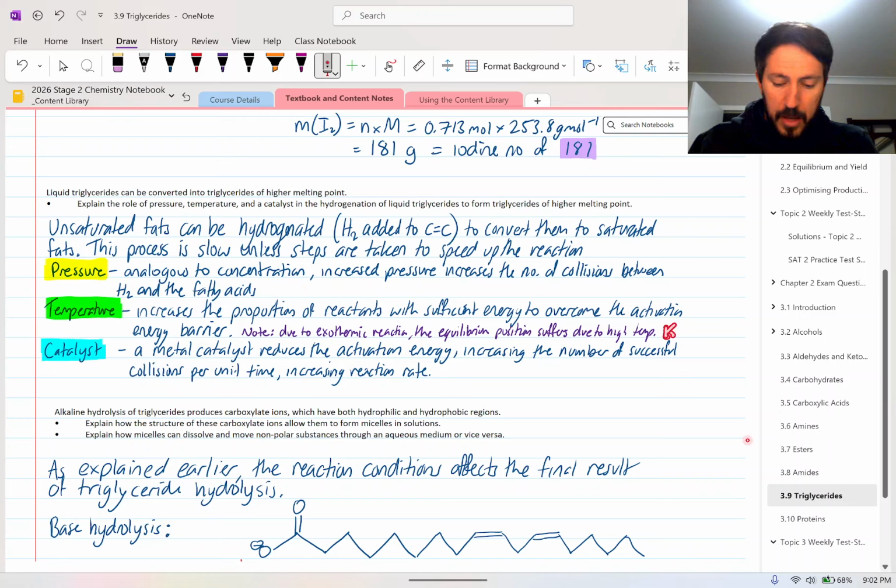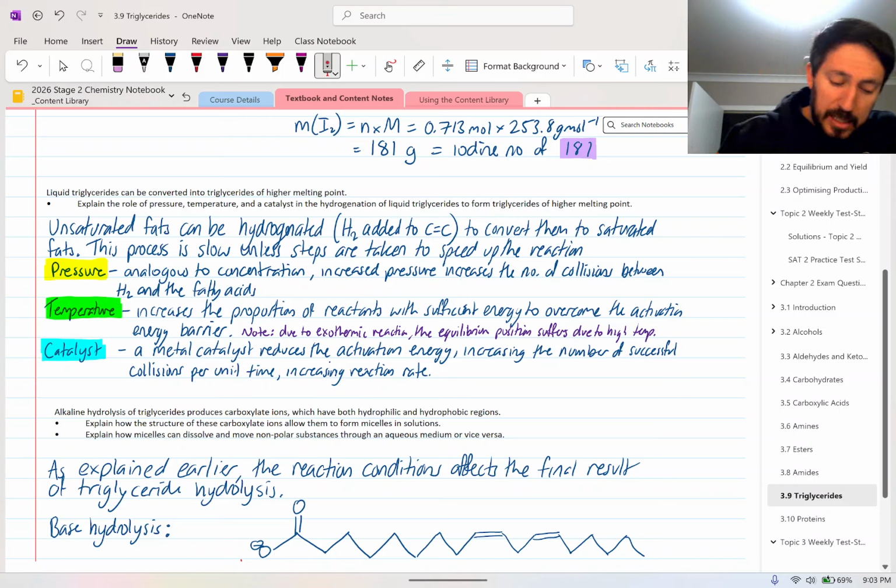Now, I've said it here as a little note that these are exothermic reactions, these hydrogenations. Now, being exothermic, if we do increase the temperature, it does push the equilibrium position backwards towards the reactant. But the point is that if we don't increase the temperature, then you're not going to get any products at all, because it's so slow. So if we increase the temperature, at least it can happen quickly enough for us to be able to use this stuff.